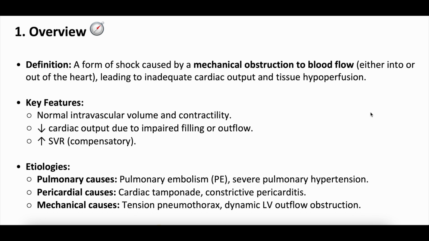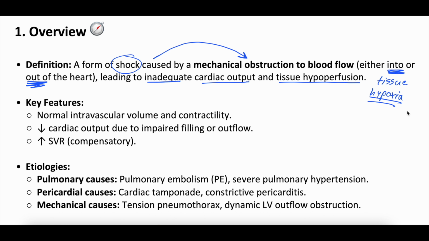Obstructive shock. So just to start, an overview of obstructive shock. What is it? Well, obviously it's a form of shock. But this form of shock is caused by a mechanical obstruction to the blood flow itself. This is either mechanical obstruction of blood flow into the heart, which we'll talk about, or out of the heart. And this then leads to inadequate cardiac output, which then leads to tissue hypoperfusion, that tissue hypoxia we've talked about. Not hypoxemia, which is low oxygen in the blood, but hypoxia, which is not enough oxygen delivered to the tissues. And tissue hypoxia or hypoperfusion is often how we define shock.